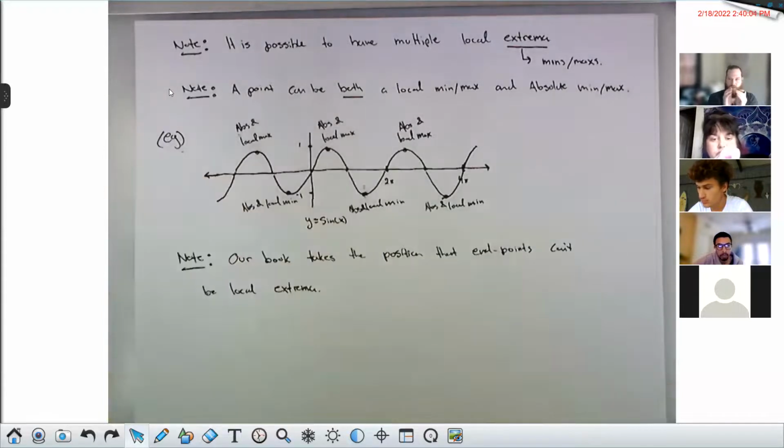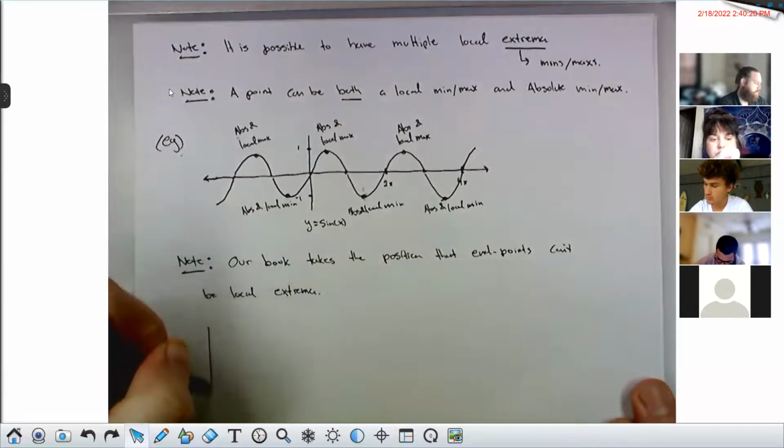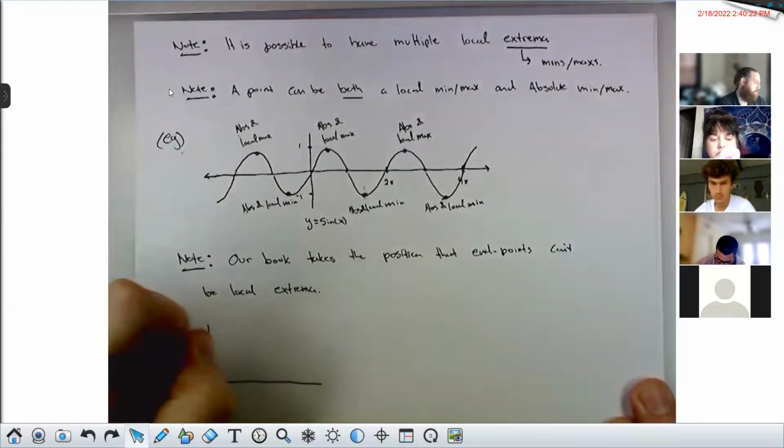Because the idea is that there needs to be an open interval centered at that x value, such that that inequality is true. You cannot center an open interval at an endpoint because the domain doesn't extend to that other side. So let's illustrate.